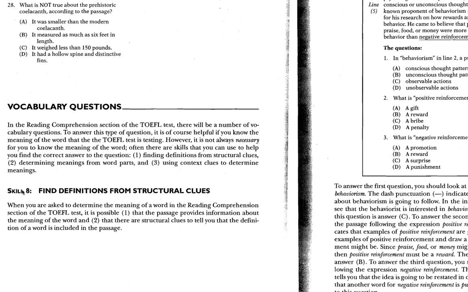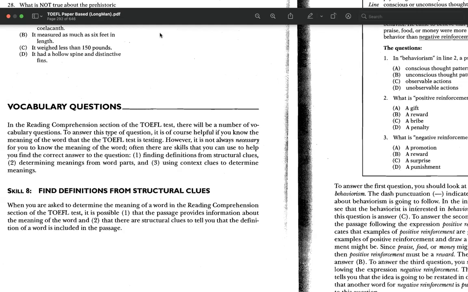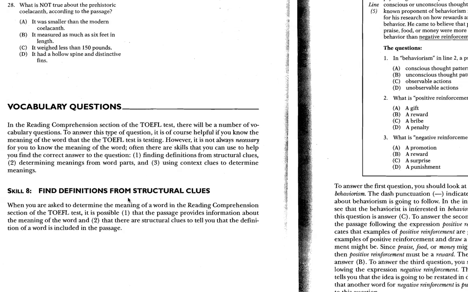So skill 8, find definitions. We want to find the meaning of the words from structural clues. Like I said, structural clues could be different kinds of structural clues. The topic, the word before, the word after, the context itself, all that can help me determine the meaning of a certain word.